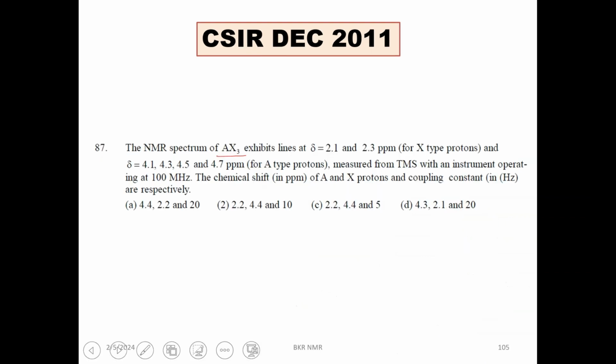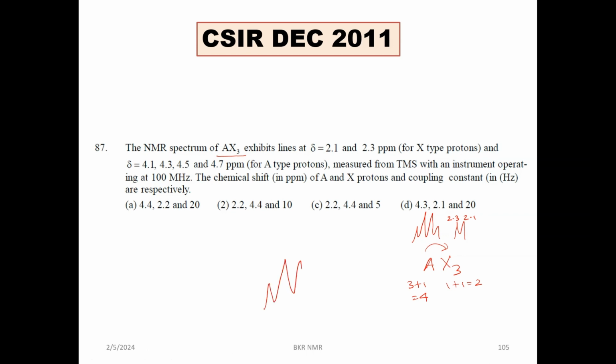So the next problem is December 2011. They've given a molecule of AX3 type. Now what they're saying is that the doublet comes around 2.1 and 2.3, and the X spectrum comes around 4.1, 4.3, 4.5, and 4.7. This is measured with TMS as the internal reference, and they're asking for the chemical shift of A and X protons and the coupling constant in hertz.